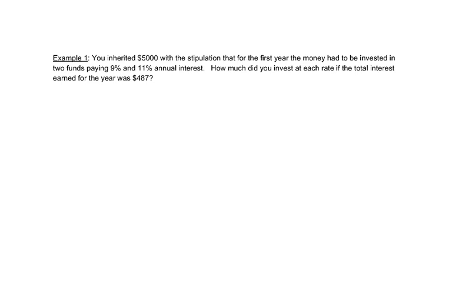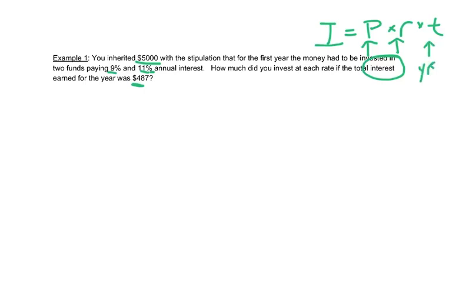In this example, we've inherited $5,000, but we have to put our money into two different funds. And we want to know how much we invest in each of the funds if our interest for the year was $487. So the first thing is that we're talking about interest, and we need to know that interest is equal to principal times rate times time. Principal is the amount you put in. Rate needs to be put in as a decimal, and time is measured in years.